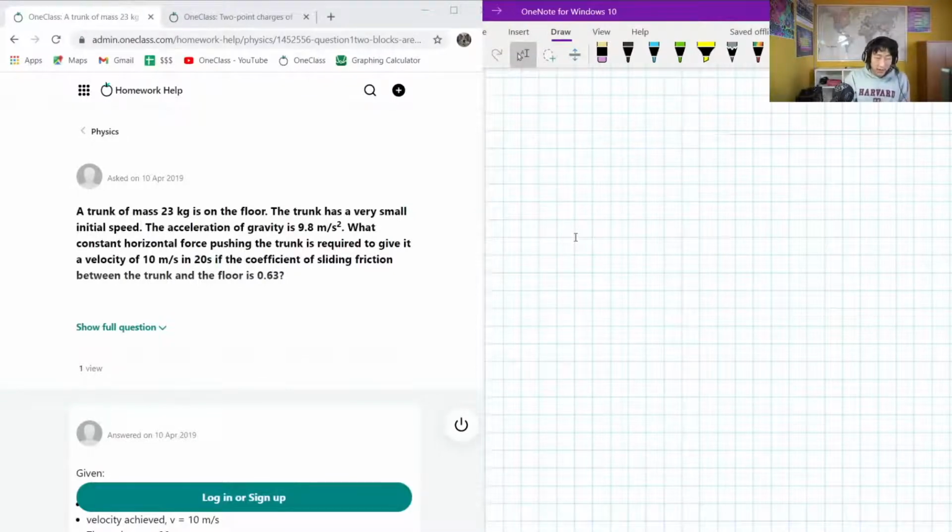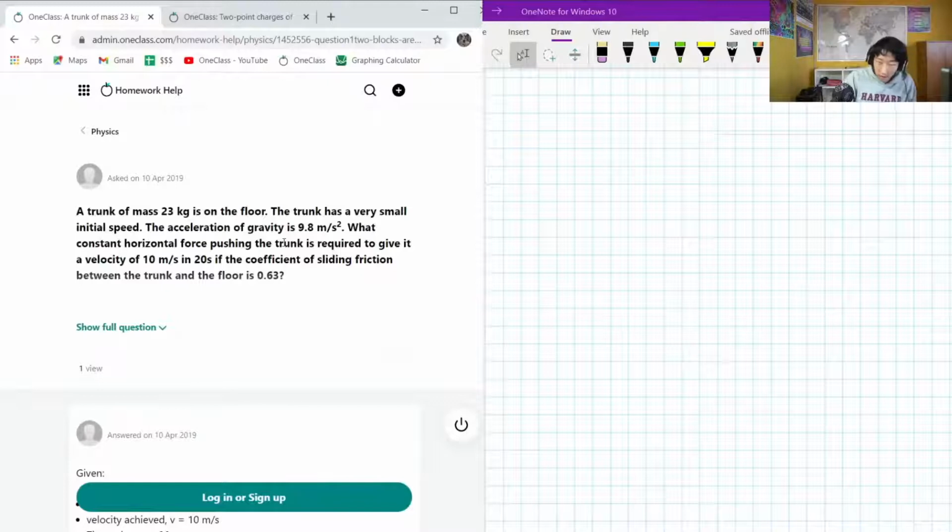Okay, so this is the next question that we have on the menu today. It is asking us, a trunk with a mass of 23 kilograms is on the floor. The trunk has a very small initial speed. The acceleration of gravity is 9.8 meters per second squared. So we're on Earth here. That's nice to know. What constant horizontal force pushing the trunk is required to give it a velocity of 10 meters per second in 20 seconds if the coefficient of sliding friction between the trunk and the floor is 0.63?